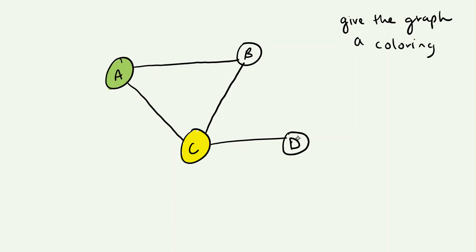However, D is not connected by a single edge to A. Now you could go from A to C and then C to D, but you couldn't go from A to D in a single edge. So since these are not connected by an edge, they can be the same color. So we could color D also green. That fits the criteria. Now what remains is, again, B can't share a color with A nor C, so we can give it a different color, pink. And this is a valid coloring.